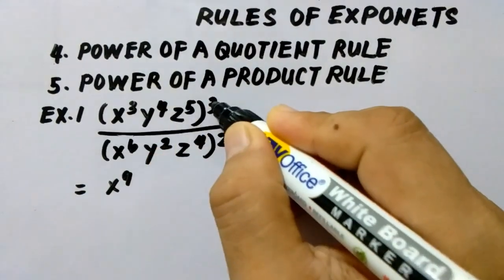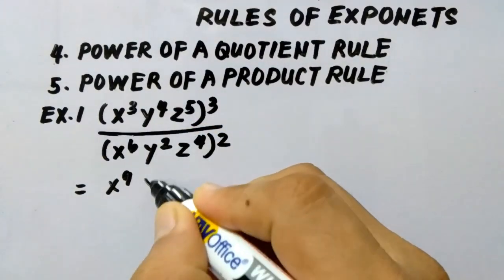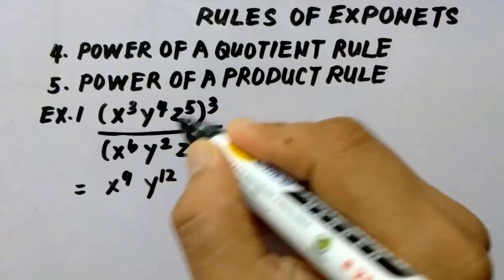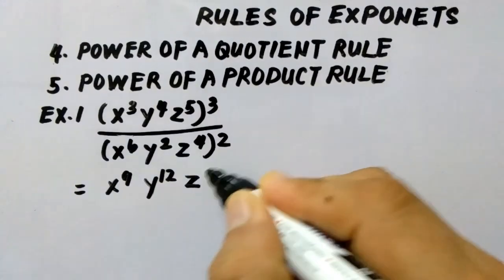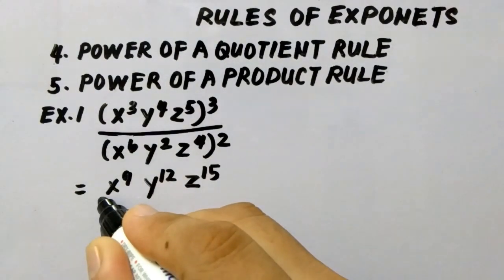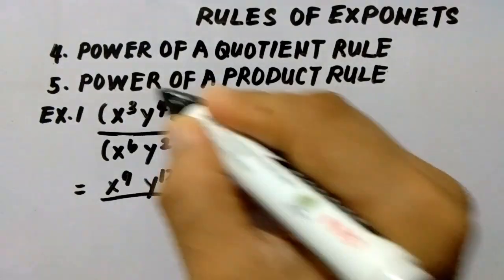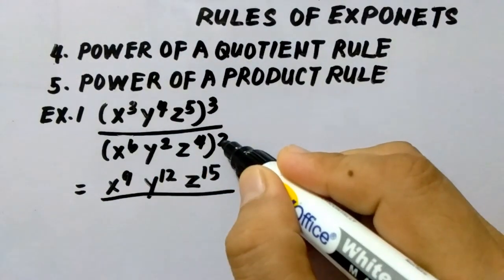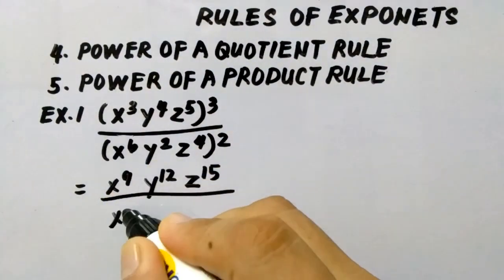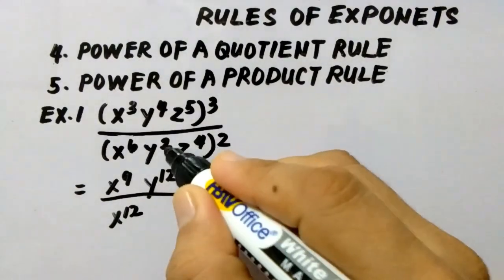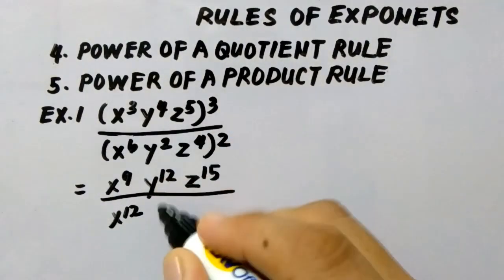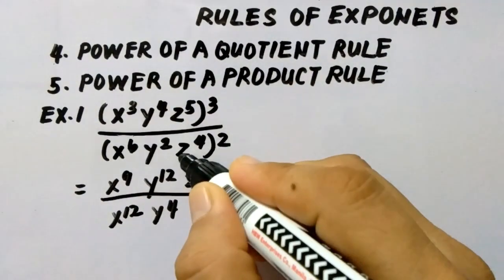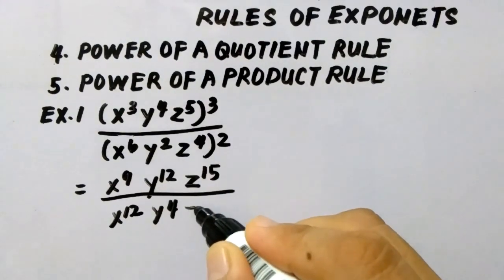So, 4 times 3 is 12. So, magiging y to the 12. Then, 5 times 3 is 15. So, magiging z to the 15th power. Over. So, ganun din po ang gagawin natin. Katulad ng ginawa natin dito sa itaas. 6 times 2 is 12. So, x to the 12. Then, 2 times 2 is 4. So, y to the 4th. Then, 4 times 2 is 8. So, magiging z to the 8th power.